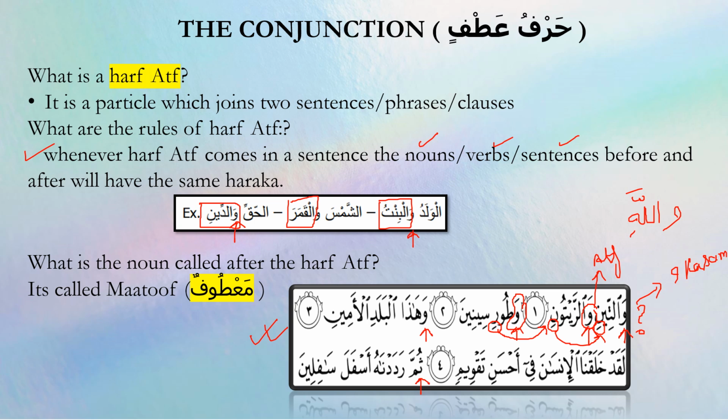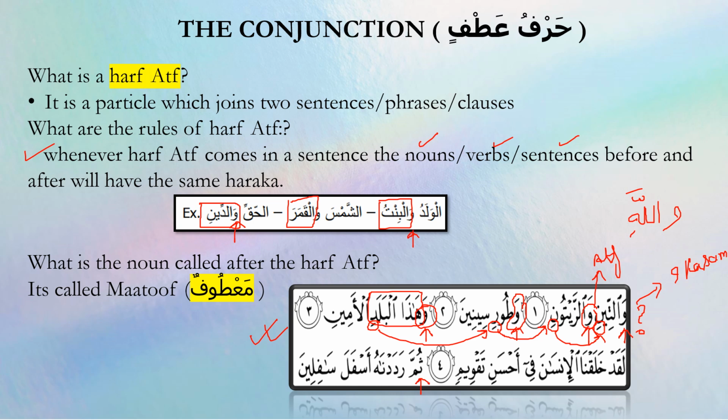Then waturi sinin. Sinin is the mudaf ilayhi for tur. And wahadha al-balad al-amin. This baladi is following the same i'rab of tur. And hadha al-balad is a compound word. Why? Because ism al-ishara coming with a marifa noun is always considered to be one word, a compound word. So hadha al-baladi is following the same i'rab, and this waw is also atf.